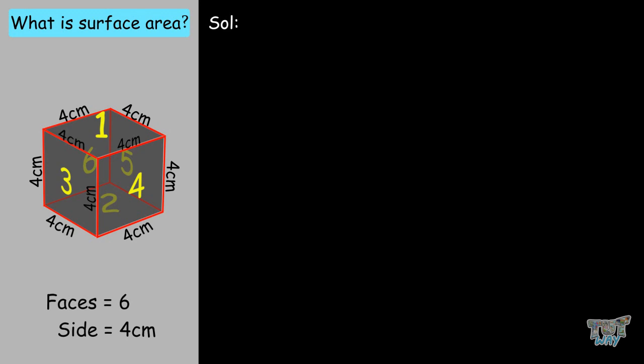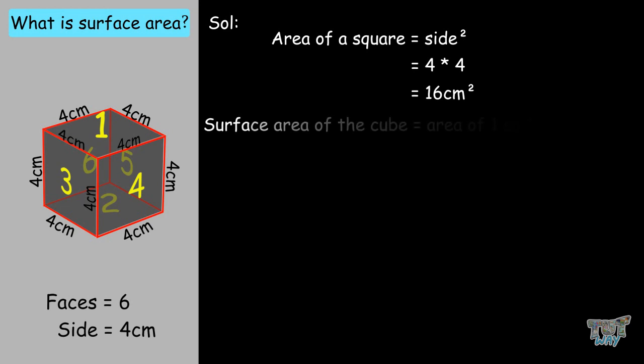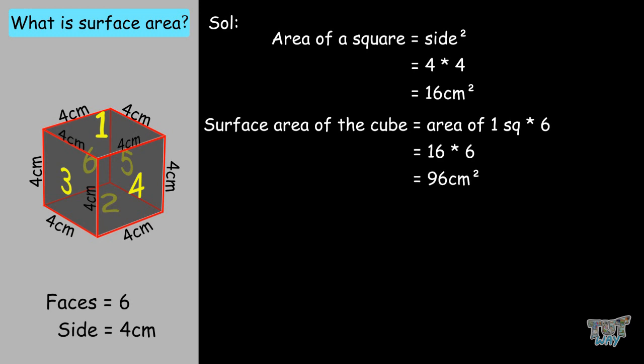We know how to find the area of a square. It is the side squared. So area of one square face is 4 times 4, 16. What will be the surface area of this cube? It will be the area of one face multiplied by 6, because all 6 faces are the same. So its area will be 96 centimeters squared, which is 16 times 6. So surface area is 96 centimeters squared.